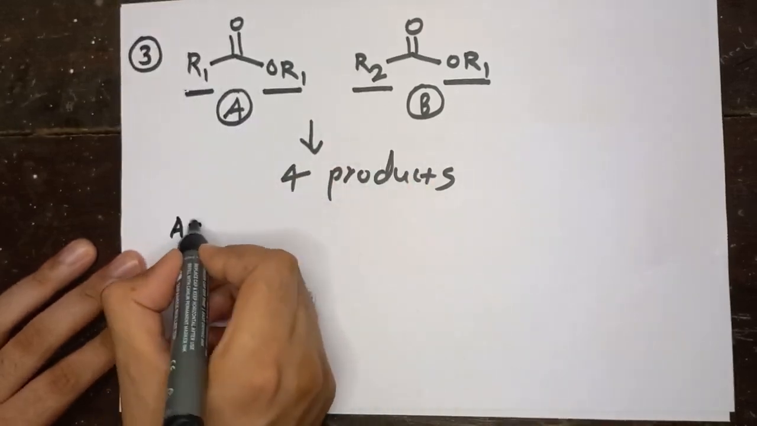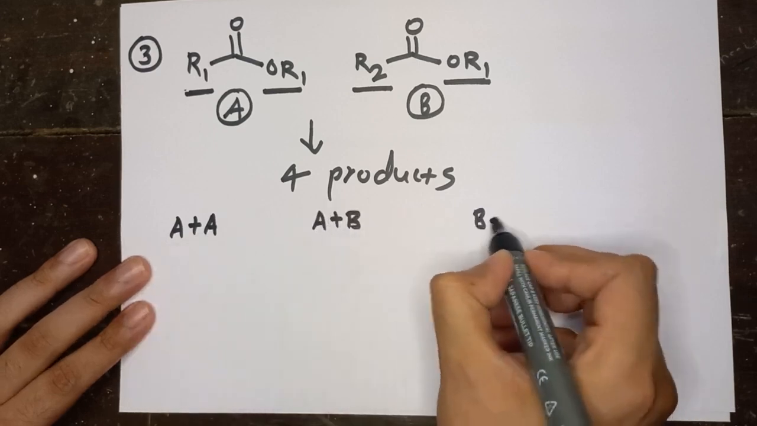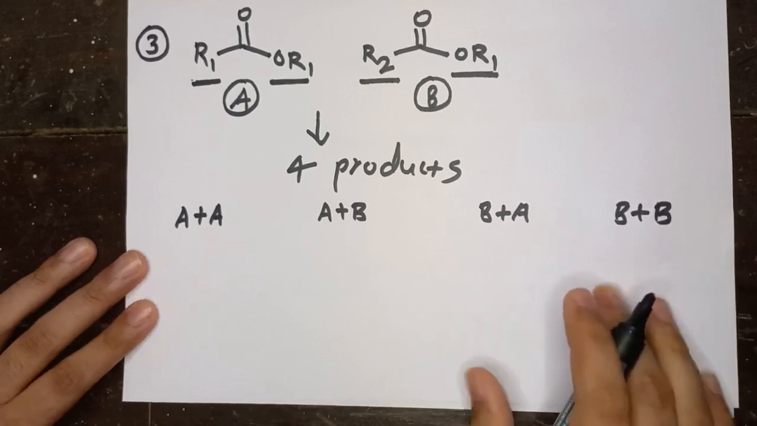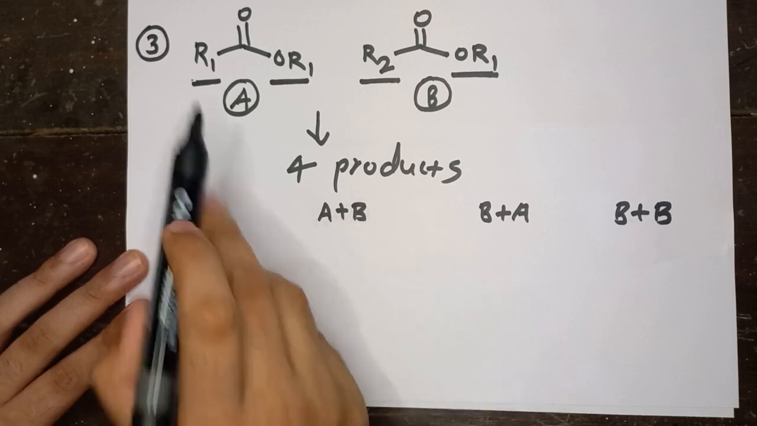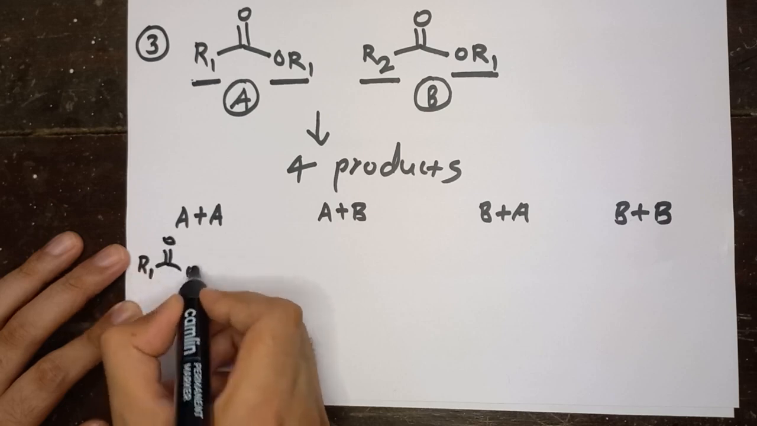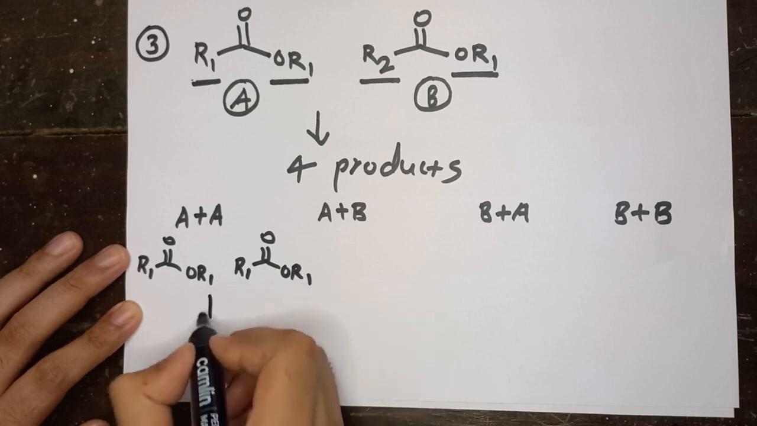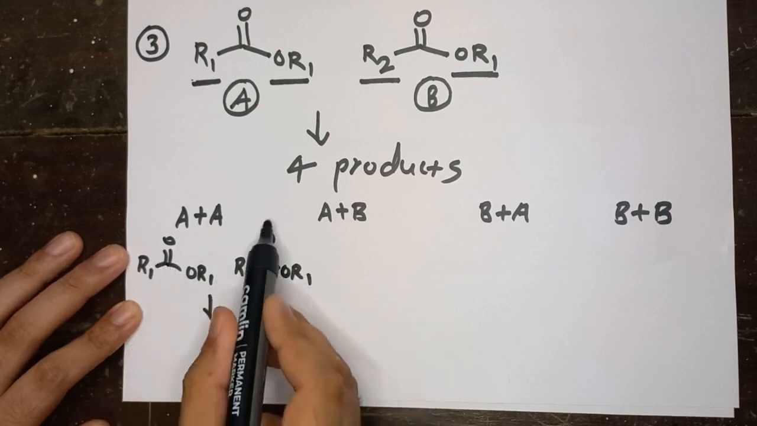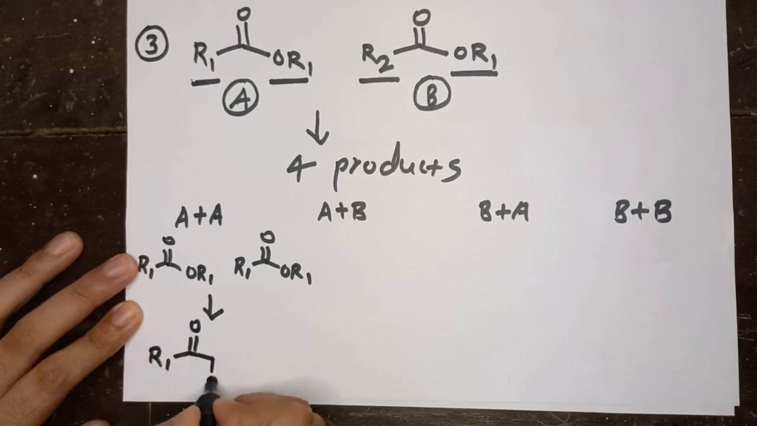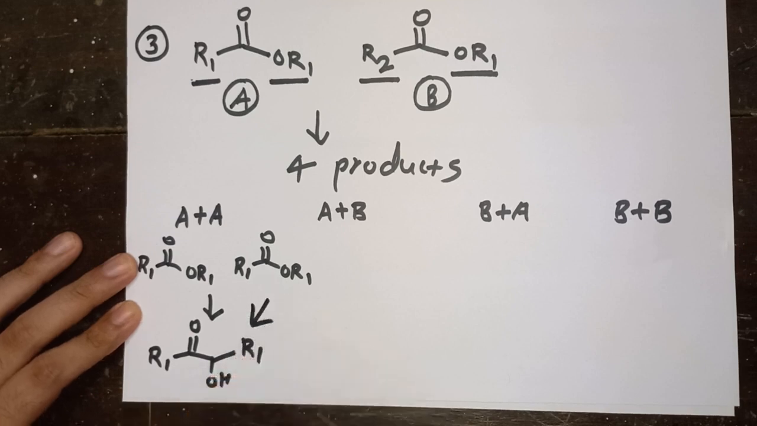The first will be when A combines with A. The second when A combines with B. The third is when B combines with A. And the fourth one is when B combines with B. So the idea will be the same. So A combines with A. So let me write 2A. So the product is going to be this combines with this, and this will be OH. So this is one product.